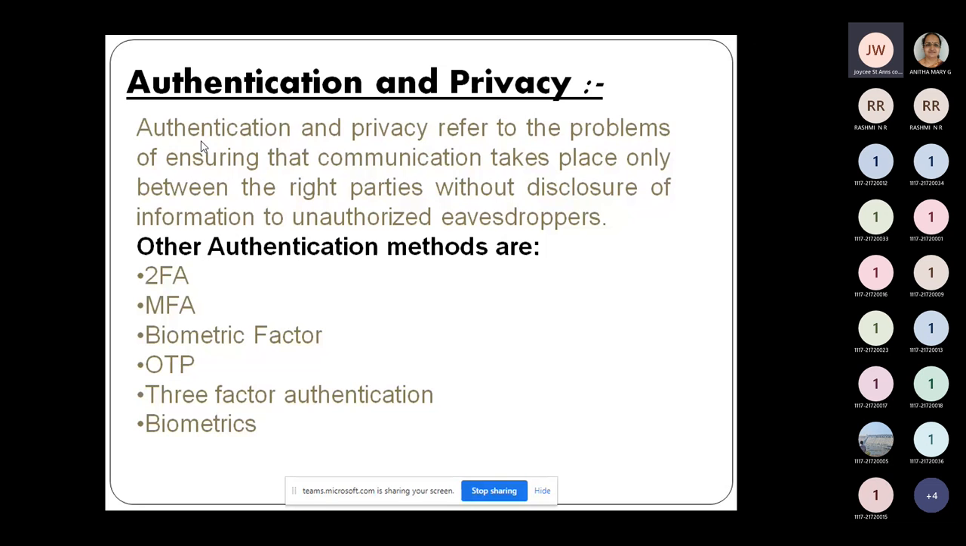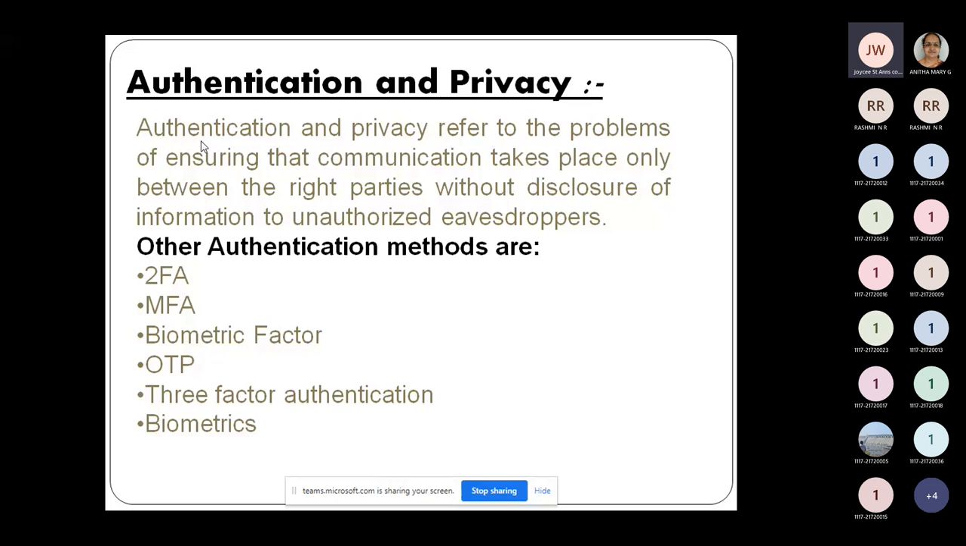In authentication, we have different types. The first one is called single factor authentication. Single factor authentication is nothing but whenever we are logging in, going to any website, we have our own user ID and password. That is single factor authentication. When you have the user ID and password, then only you will be able to log in to that website. So that is single factor.